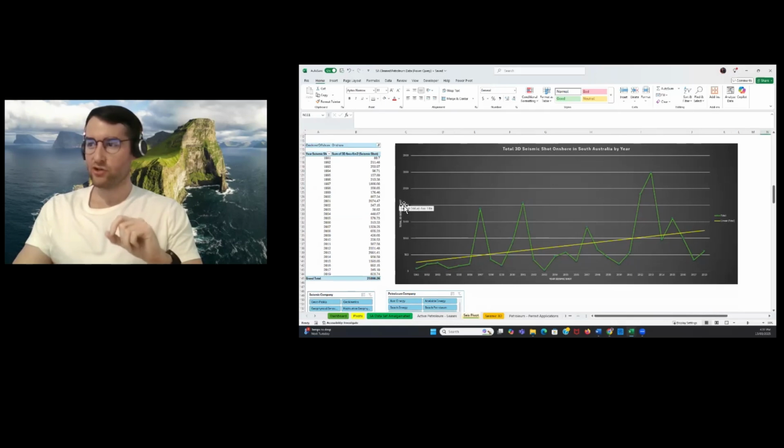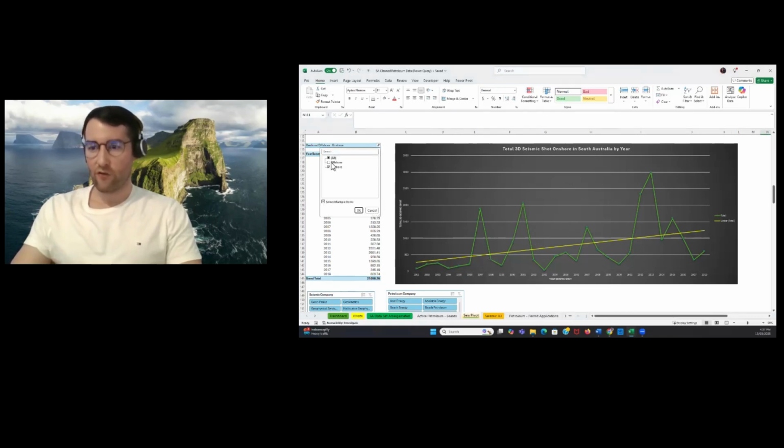So the total 3D seismic shot onshore in South Australia by year. This gives you a bit of an idea. You can see that the seismic market here is trending up over time. So there's more seismic being shot. The amount of 3D seismic that has been shot in South Australia has increased over time. This is for onshore, so we know that there are onshore opportunities here that are increasing within this market.